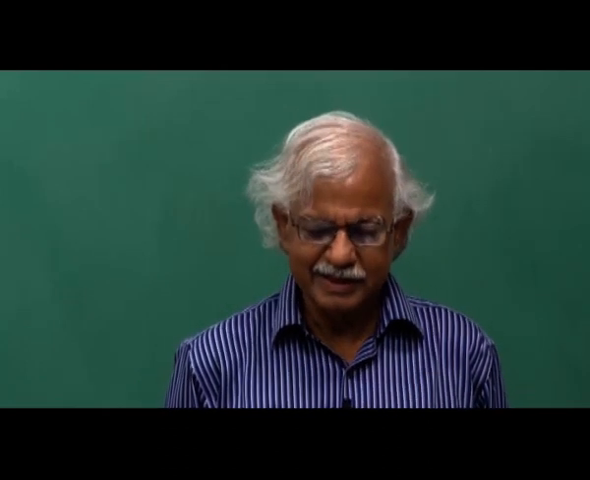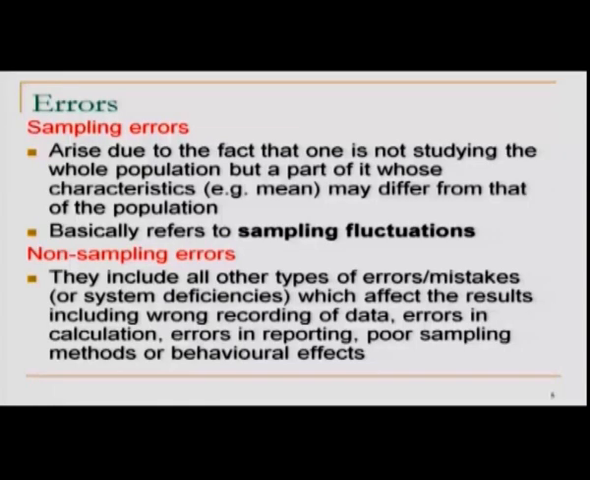Non-sampling errors, this is another category of errors, and non-sampling errors include all other types of errors, mistakes or system deficiencies which affect the results, including wrong recording of data, errors in calculation, errors in reporting, poor sampling methods or behavioral effects.